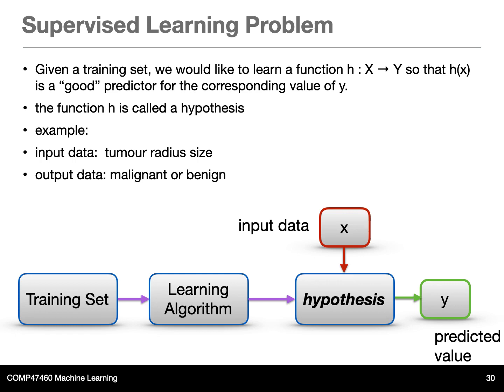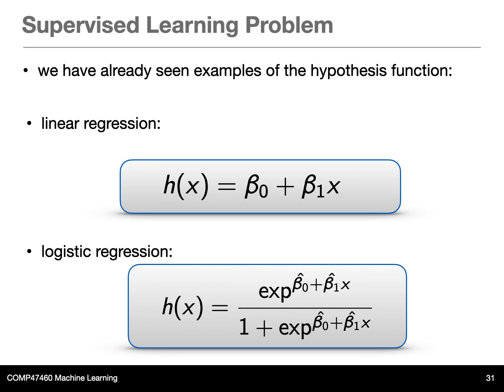Now we've already seen this procedure at work in classification problems and the regression models that have been shown previously. Some examples of the hypothesis functions that we've seen are the simple linear regression model and the logistic regression model.